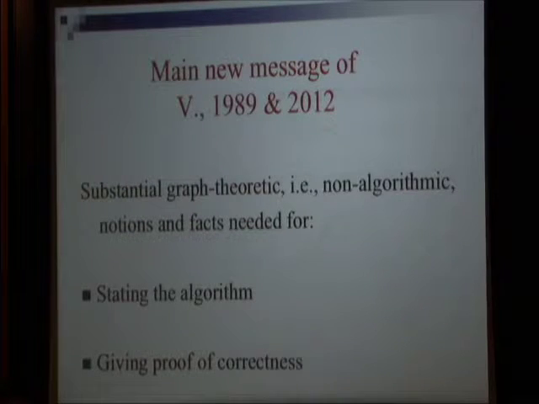And the main new message of these two papers of mine is that really a very substantial graph theoretic development is needed. Non-algorithmic development is needed. And many notions and new facts, new proofs, very deep facts are needed. I'll tell you what they are. Not only to give a proof of correctness, but also to state the algorithm in a way that you're not just talking about AND loops and OR loops all the time. You're saying exactly what the algorithm is doing.